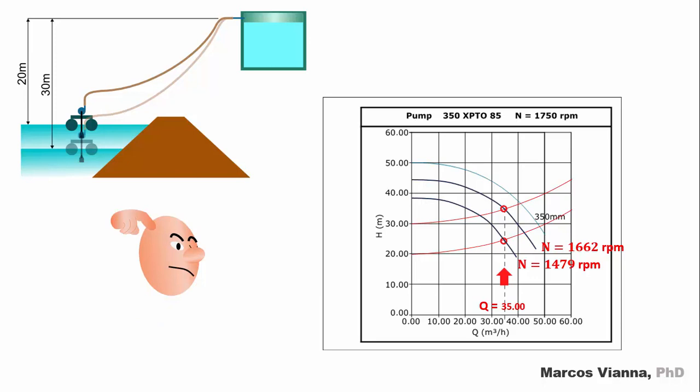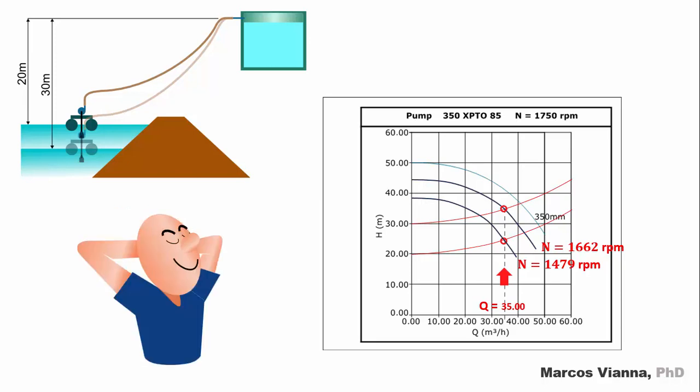Here are the pump curves for the velocities that we found. But what will be the values of the efficiency, power, and the required NPSH at the new operating conditions? That's actually pretty simple, but we'll leave that to the next video.